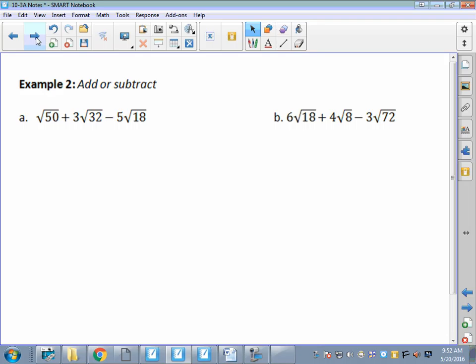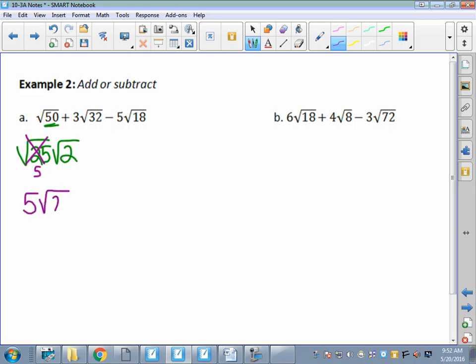That's fine. I've got a square root of 50 plus 3 square roots of 32 minus 5 square roots of 18. Well, I don't have any like terms because my radicands are 50, 32, and 18. However, I am telling you that I could break down all three of those terms. So 50 is not a perfect square, but is there a perfect square that goes into 50? Everybody's telling me that's 25 times 2, right? Which one's a perfect square? What is its square root? So how does 5 square roots of 2 look for that first term instead of a square root of 50?